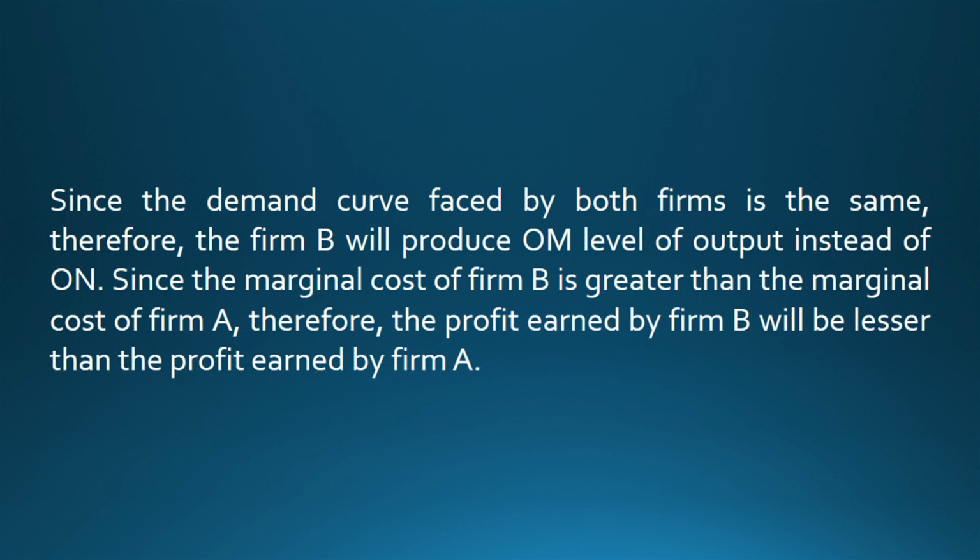Since the demand curve faced by both firms is the same, firm B will produce OM level of output instead of ON.